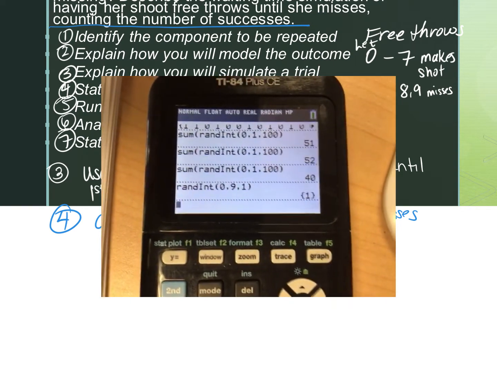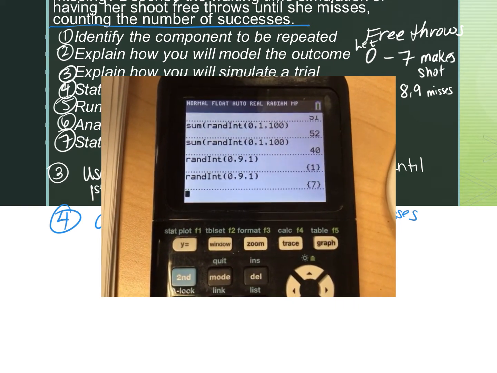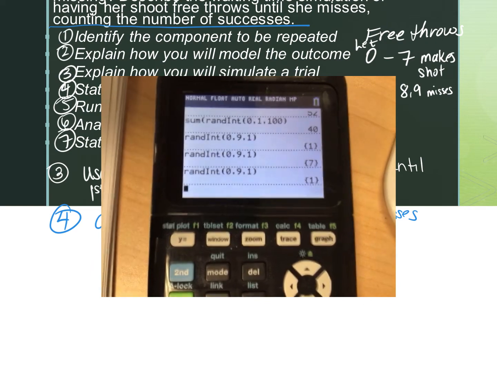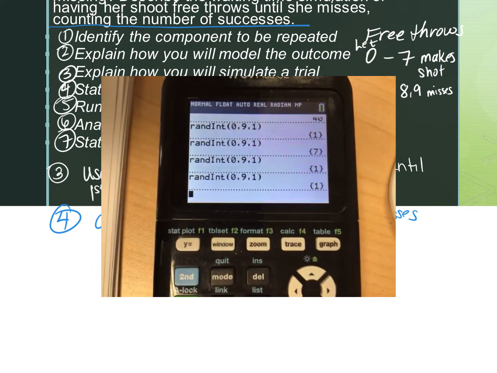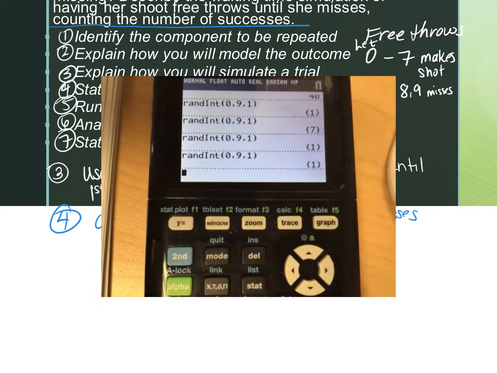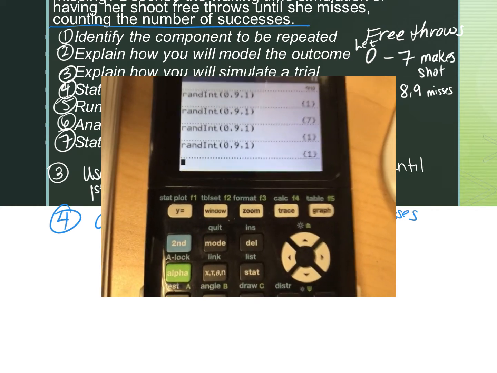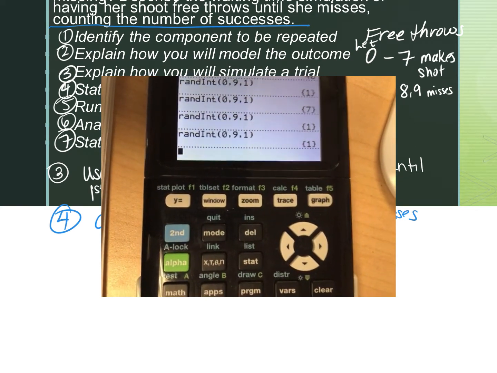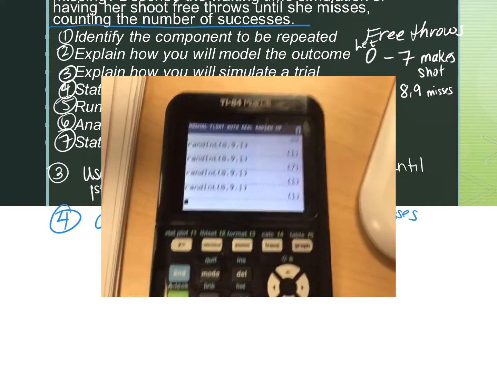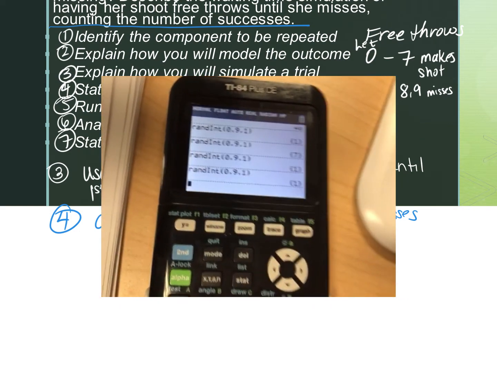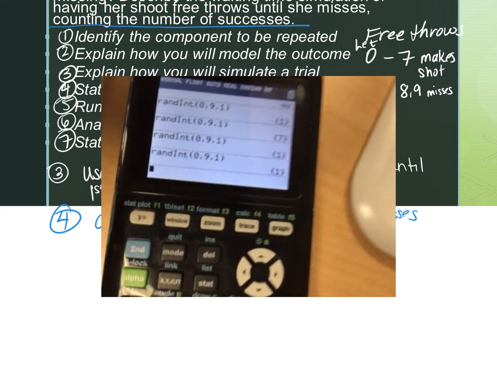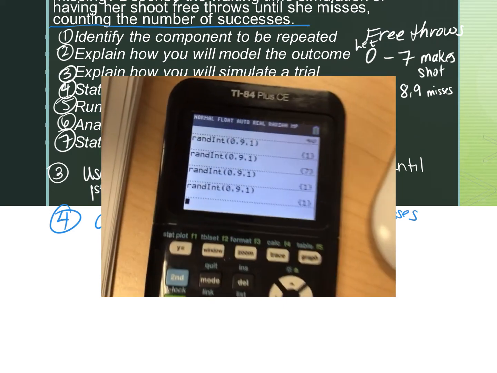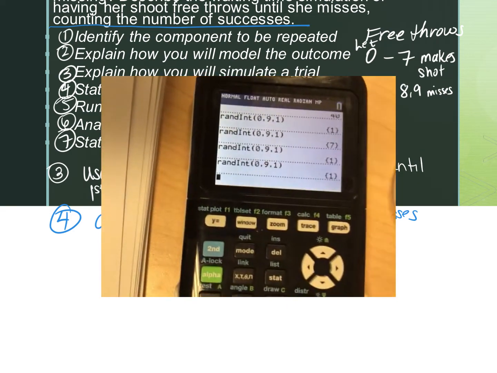That's 3. That's 4. These numbers, then it's 0. And that's the end of your trial if she misses the first one. 0. Okay, so I want you to write down your trials. I don't want to do 20 myself. If we all do 1, then we can move on, right? Okay, so everybody do how many till she misses?